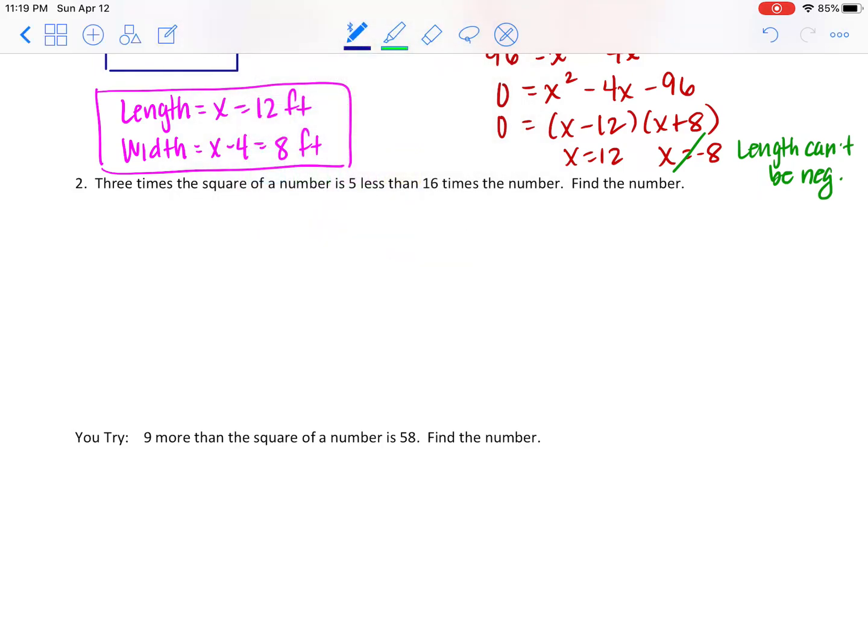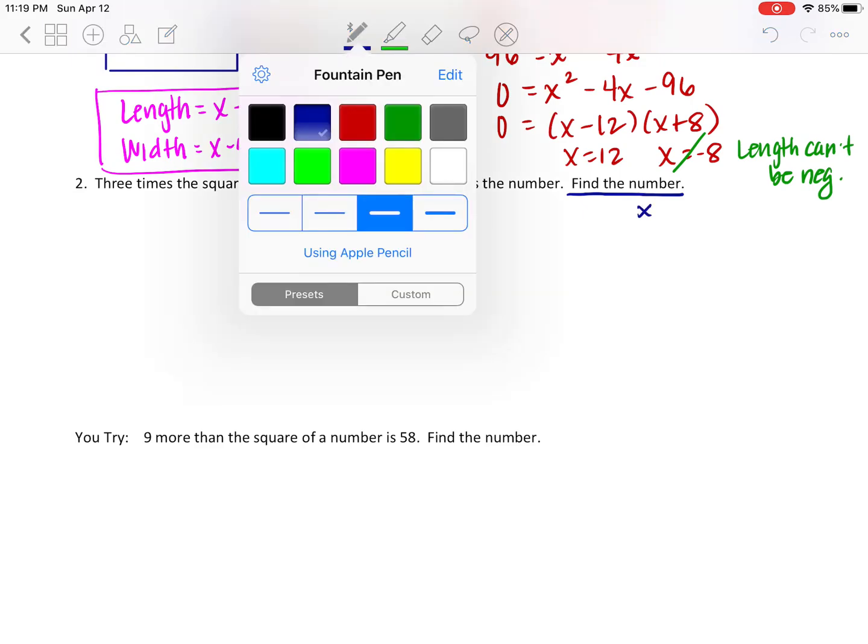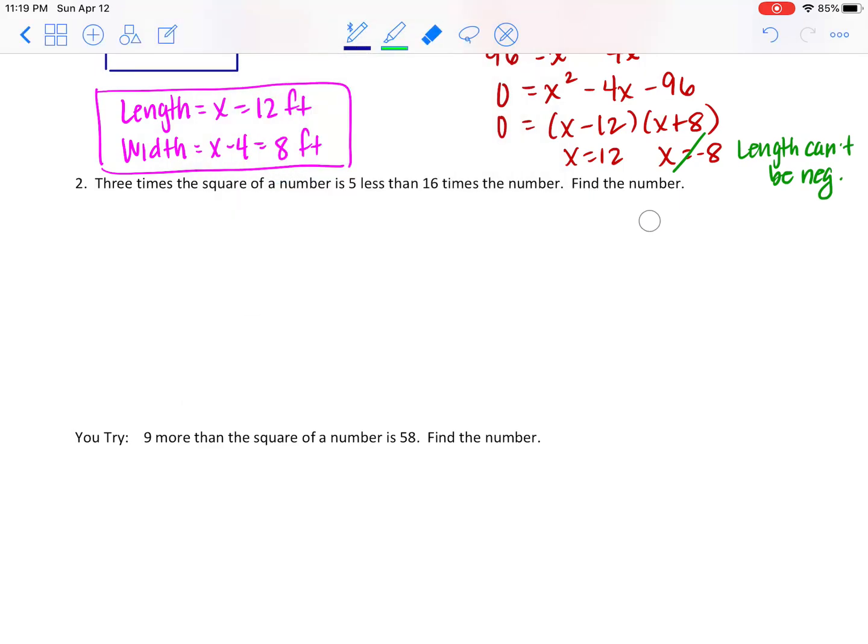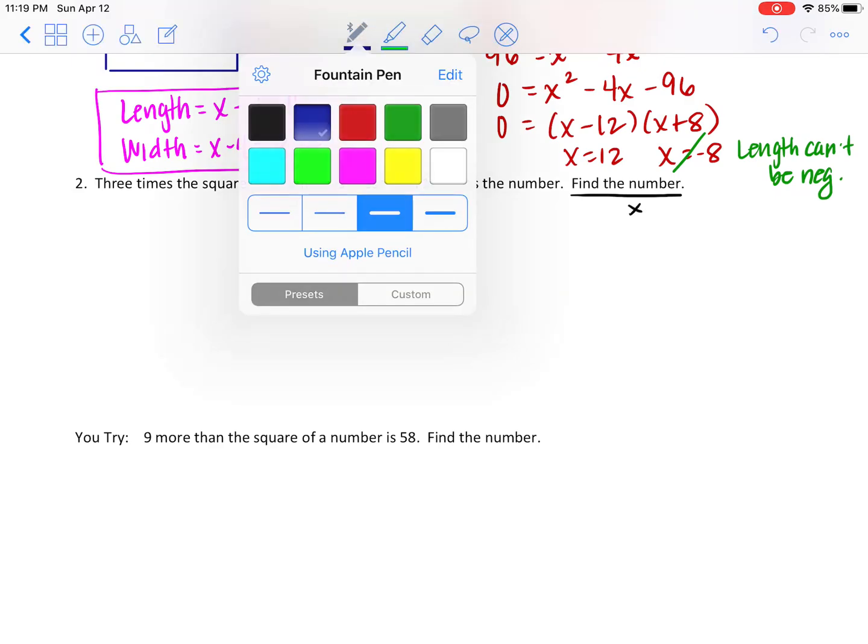This is a translate problem. So it says 3 times the square of a number is 5 less than 16 times the number, and our job is to figure out what that number is. Let's call it x, okay? So first, let's define this variable, that number we're looking for. I'm going to call it x. If you want to use n or something else, that's fine.